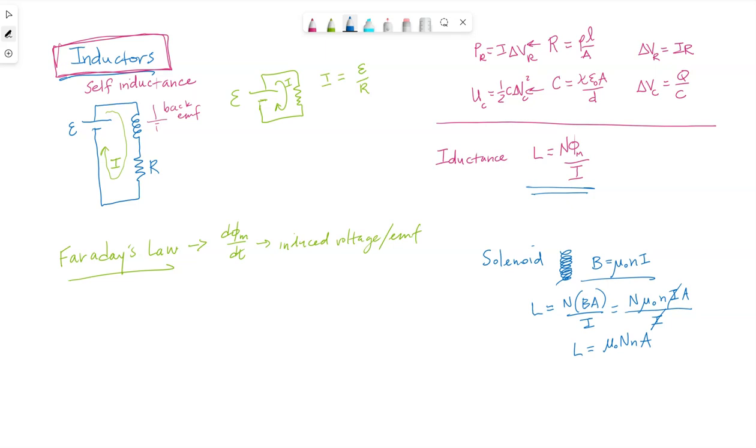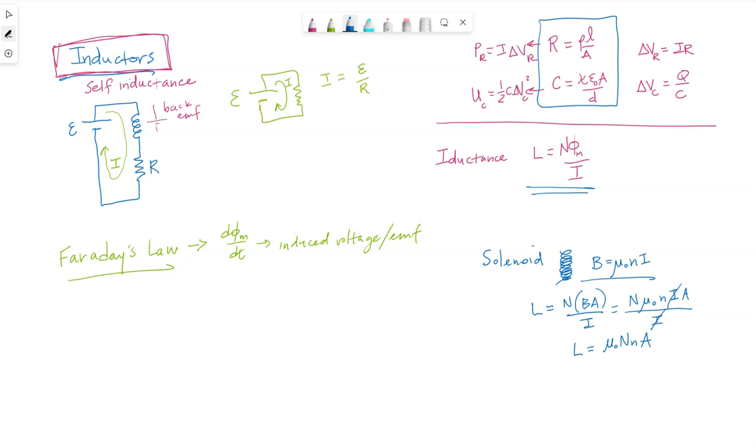So if we could look at the solenoid from the side and see the core that it is wrapped around, that's the area that we would be wanting. So this inductance is totally dependent on how the inductor is made. That is similar to what we learned with resistors and capacitors as well. The resistance of a resistor depended upon the material it was made with as well as its geometry.